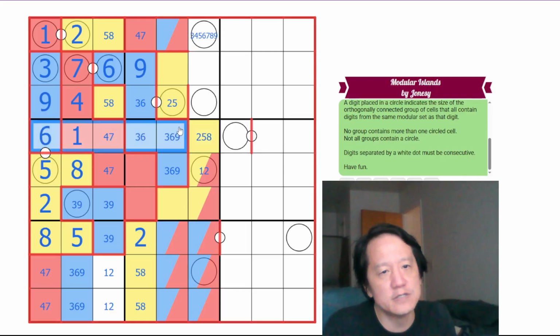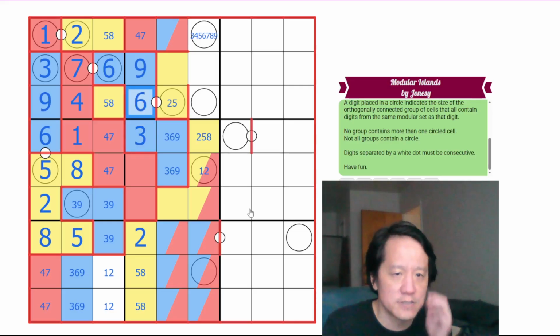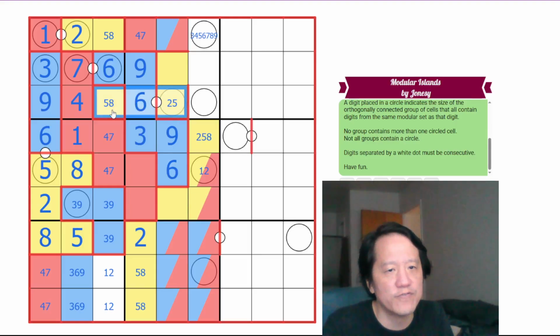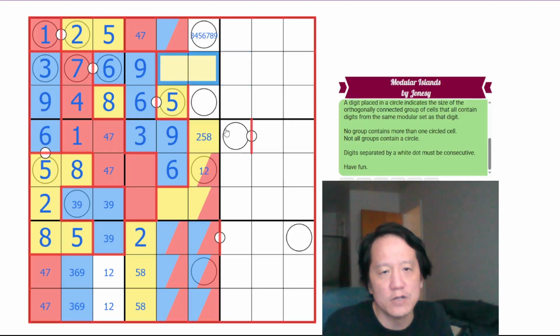6 eliminates 6 in the rest of the row, so this can't be 6, that's 3, which makes this a 6. This can't be 3 or 6, it's 9. This can't be 3 or 9, it's 6. 6 is only consecutive with 5 out of 2 and 5. So that's 5, this is 8, that's 5. Yellow has to go out this way. So we have 1 yellow here. That's 3 yellows already in the box, so this can't be yellow, it's blue or red.